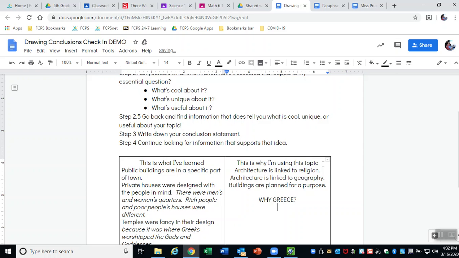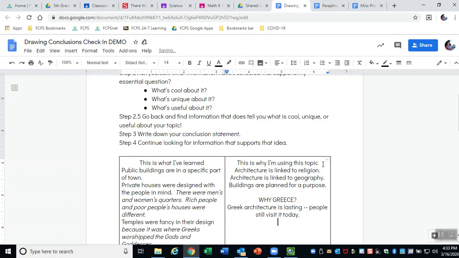So when I think about that, I'm going to think about what's cool about Greek architecture. And I'm remembering a fact that I read about the Parthenon. We still visit the Parthenon today, people who travel overseas. So Greek architecture is lasting. People still visit it today. So I think that's pretty cool.